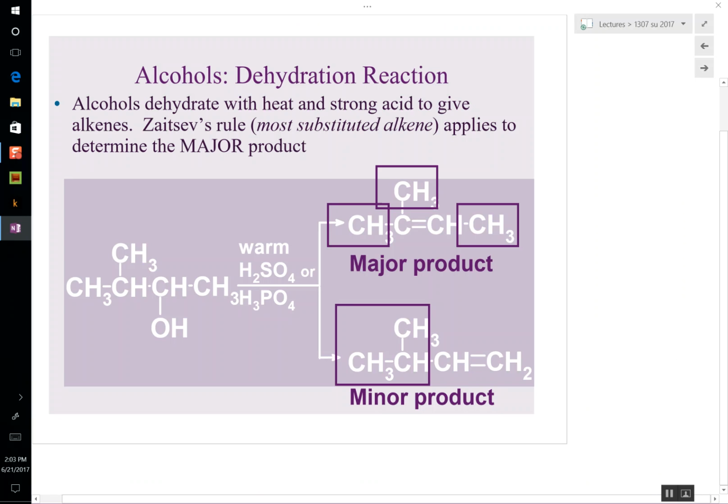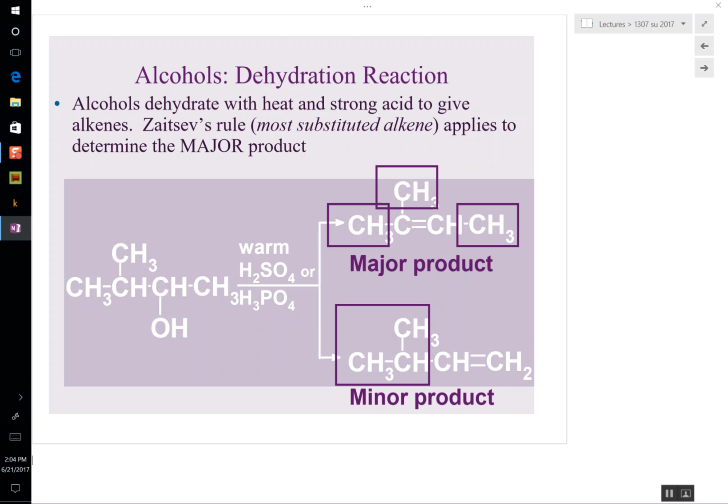All right, so here's another alcohol here. The 1, 2, 3, 4. This is 2-butanol. It's 3-methyl-2-butanol. It's got a methyl group here. Here's your acid. Sulfuric acid is a dehydrating acid. It really sucks up the water.